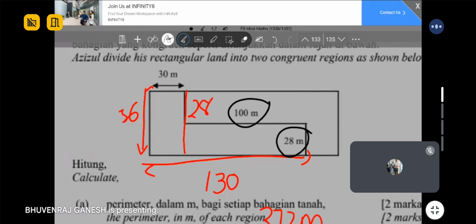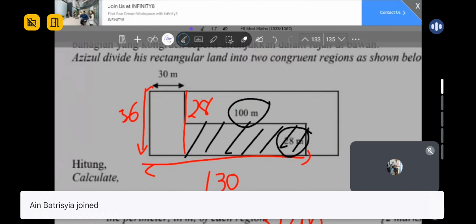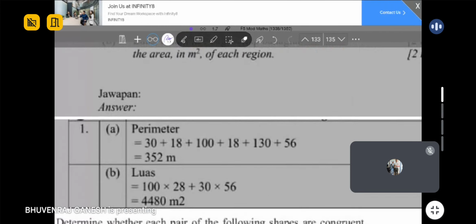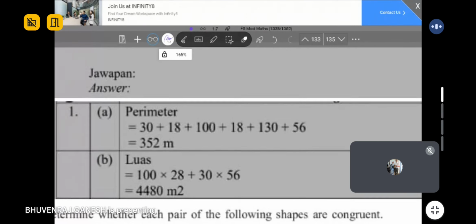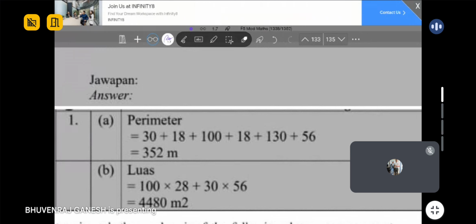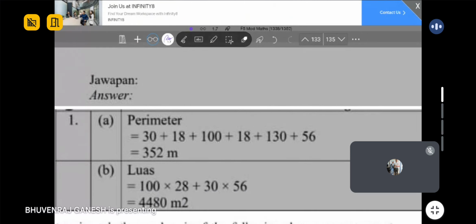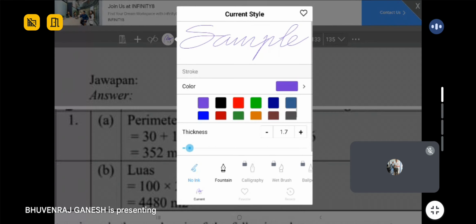Okay, so you can find the area. Am I right? Untuk luas yang hitam ni 100 kali 28. 100 times 28. Untuk luas berwarna ungu, purple color, 30 times 56. Understand? So then you just add up both answer, you will get the final value. Okay, so jawapan dia 4480. Understand, guys?